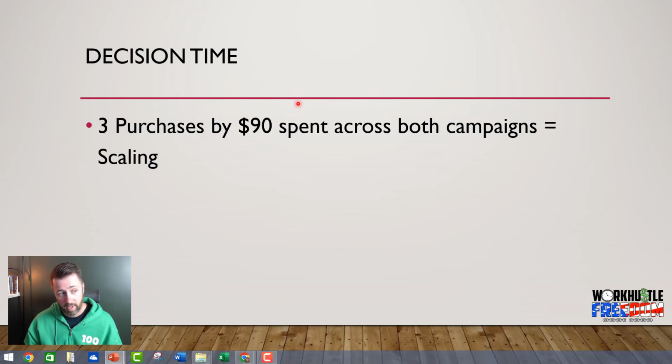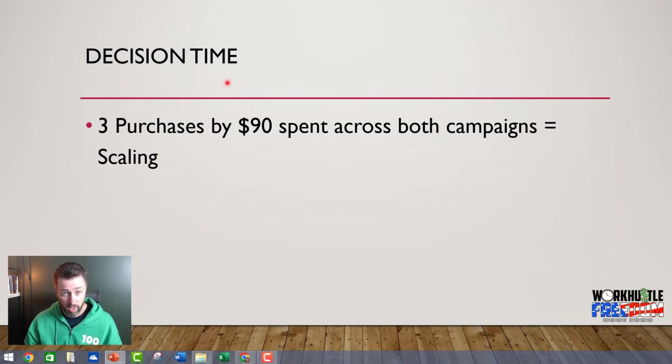Now, decision time. The goal, the ideal successful test, has 3 purchases by $90 spend across both campaigns. If that's the case, we're going to go into scaling. Now, scaling typically means duplicating and creating 2 new Dirty 30 campaigns for the next day. Keep the same PPE ad on. Make sure you use the same post ID. That's what we'll do to start scaling.